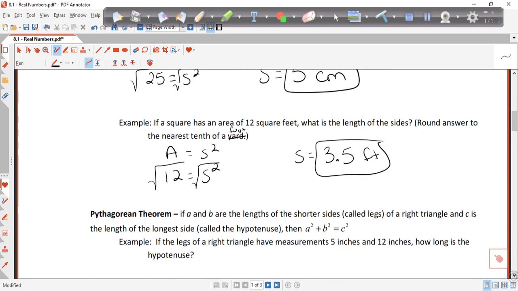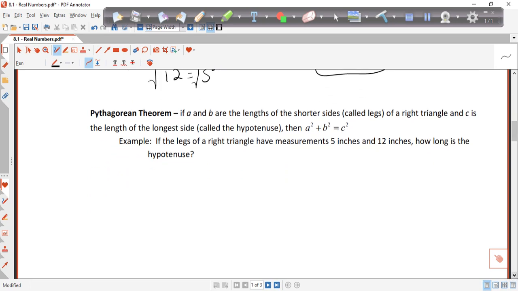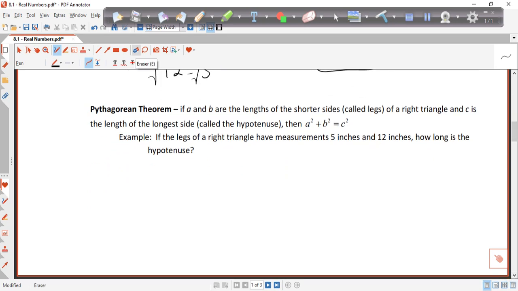The Pythagorean theorem is another place where we end up with some answers that are irrational. First of all, the Pythagorean theorem can only be used with right triangles. We have two sides that make up the right triangle. Those are called the legs. We call them A and B. And then we have the longest side, the hypotenuse, which is called C. They're related by A squared plus B squared equals C squared. You will need to know this formula.